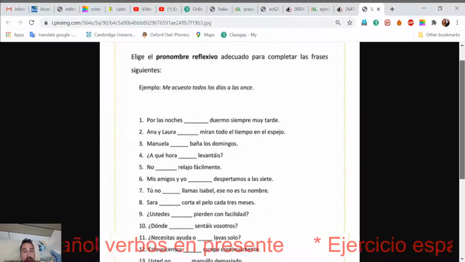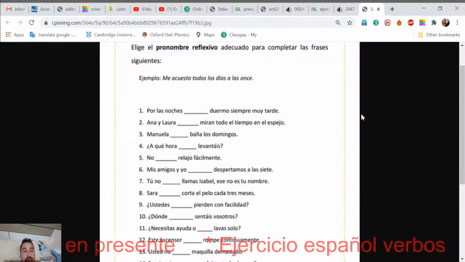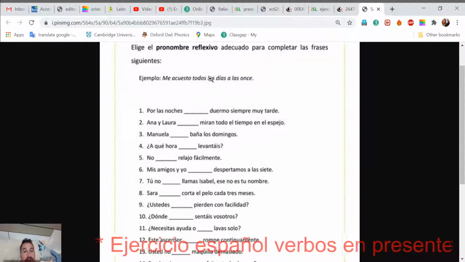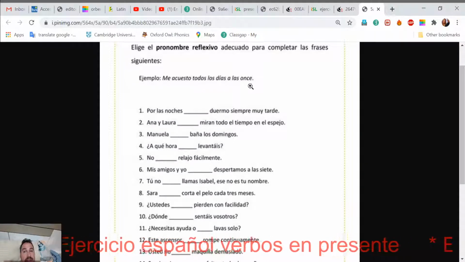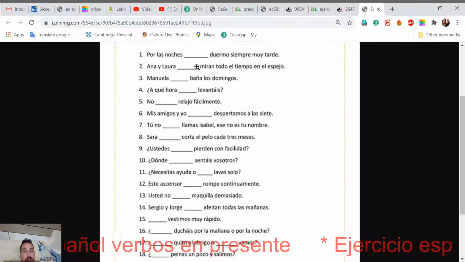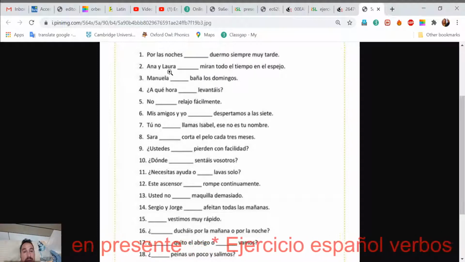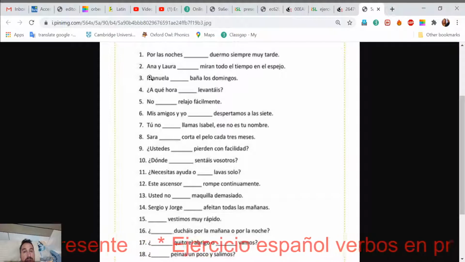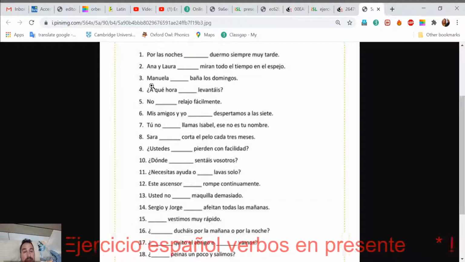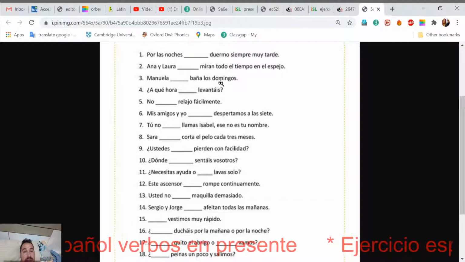Now we're going to work on reflexive verbs. So reflexive verbs are those that have a reflexive pronoun. So for example, me acuesto todos los días. So I go to bed every day at 11. So, por las noches me duermo siempre muy tarde. So at night I fall asleep very late. Ana y Laura se miran todo el tiempo. So Ana y Laura look at themselves the whole time in the mirror. Manuela se baña los domingos. So Manuela has a bath on Sundays.